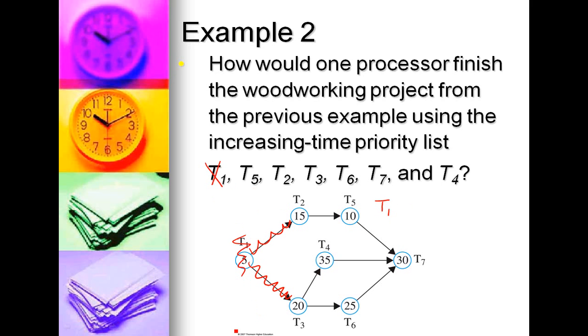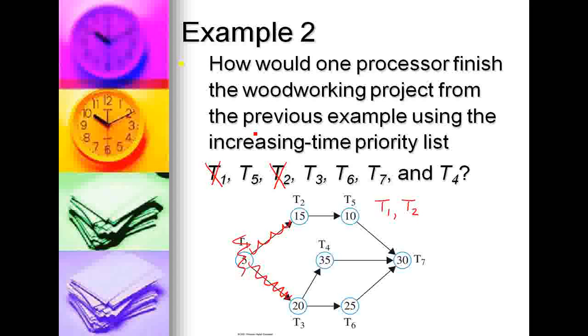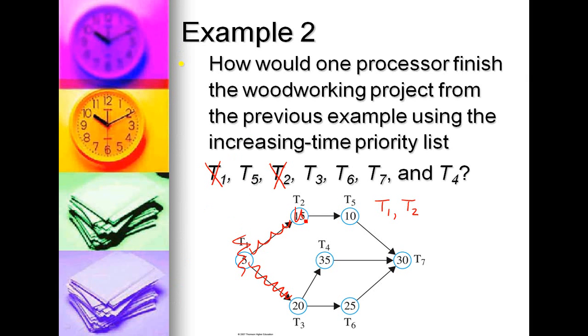Well, T5 can't be done before T2. So we can't do T5 yet. So we look and the next thing on the priority list is T2. Well, the only thing that comes before T2 has been finished, so T2, we can do that now. Now you always want to go back to the beginning of the priority list. T5, well, T2 has been finished, so T5 can be scheduled.